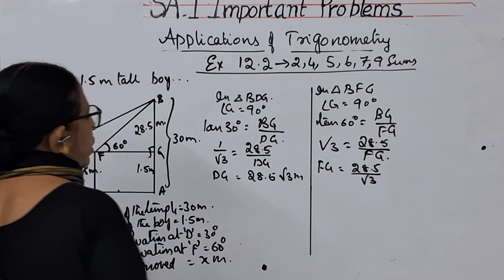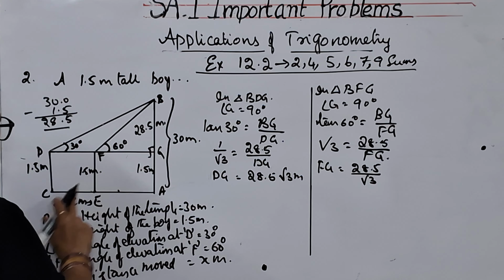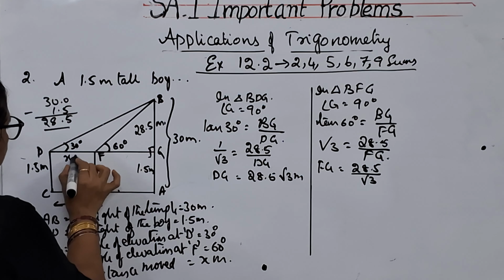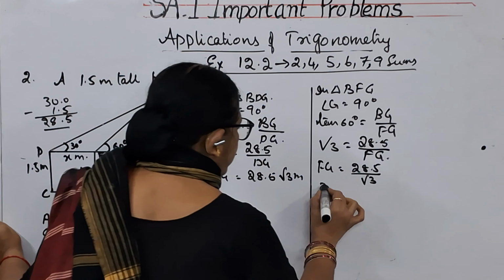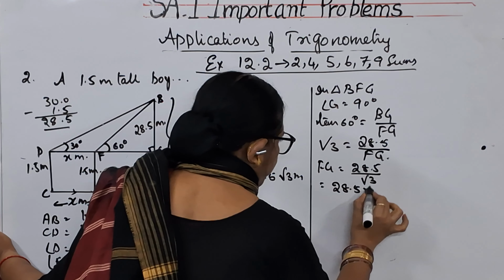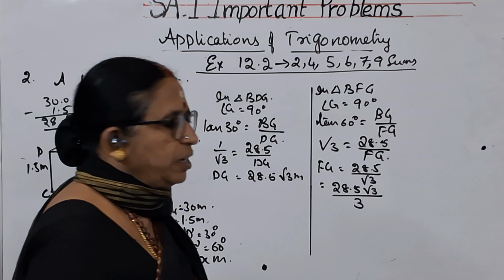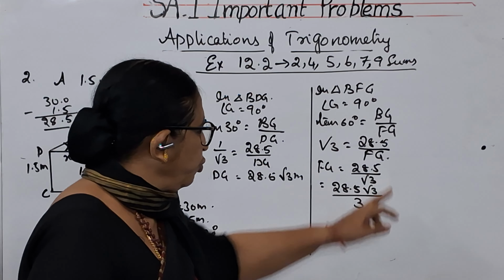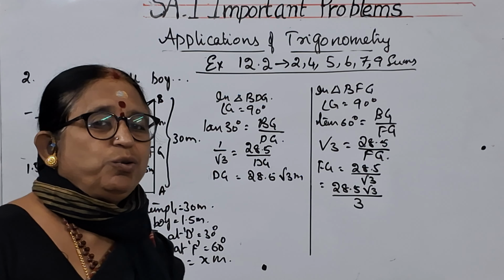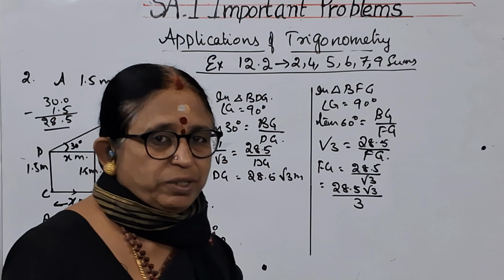Okay. Now what do you want? You want CE. CE means DF. FG is 28.5 by root 3, can also be written as 28.5 root 3 by 3, children. What did I do? I have rationalized the denominator. I multiplied the denominator by root 3 as well as the numerator by root 3. Root 3 into root 3 is 3, and then in the numerator I got 28.5 root 3.